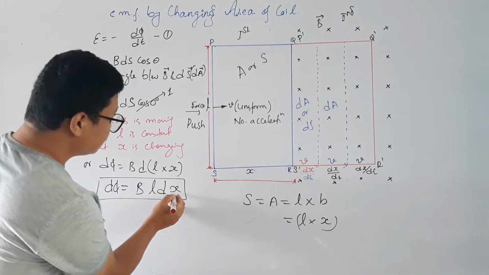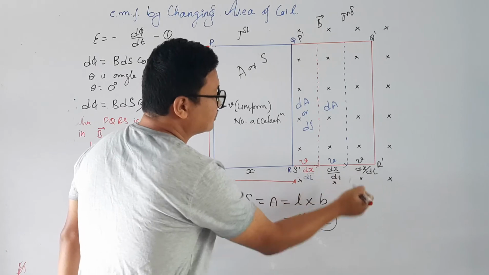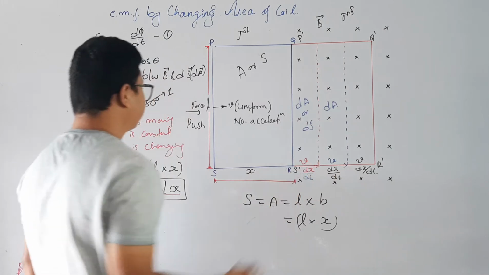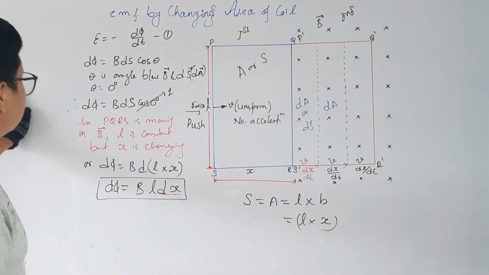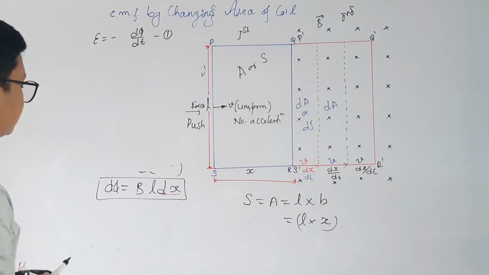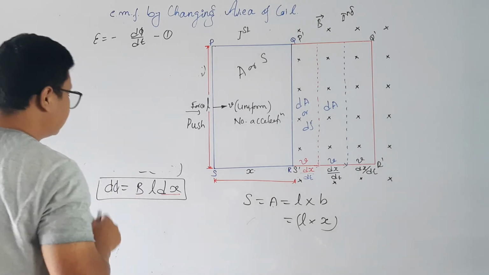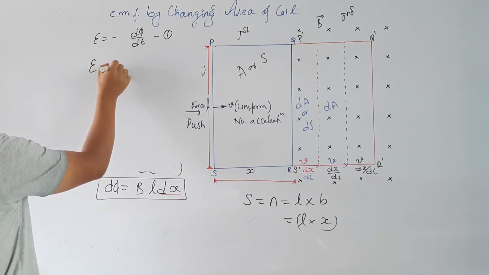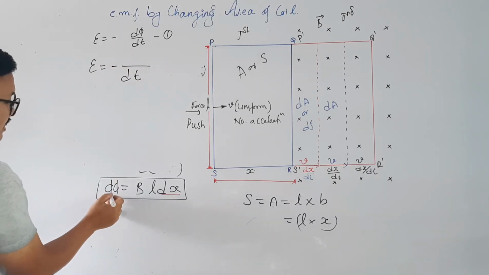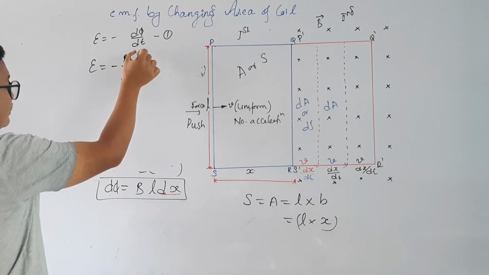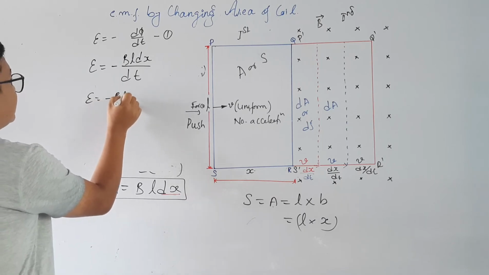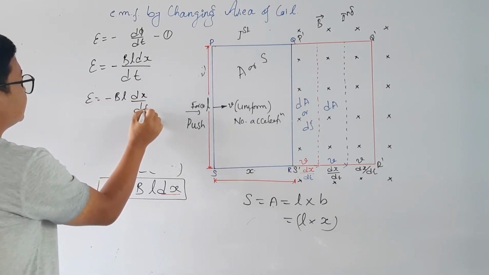Understood? Why am I writing this dx here? Because this dx is changing, but L is not changing. If it is moved dx, L is the same. So we got everything. Now what do I get? Substitute the value of d phi in equation 1. We get E is equal to minus d phi by dt. What is the value of d phi? It is B, L and dx, right? So this will be equal to minus BL dx by dt.